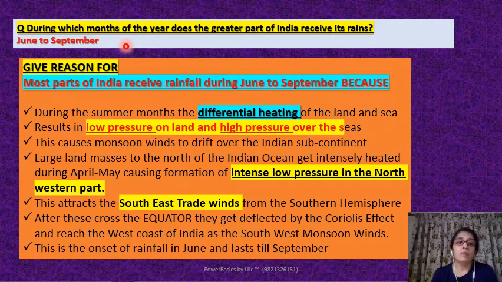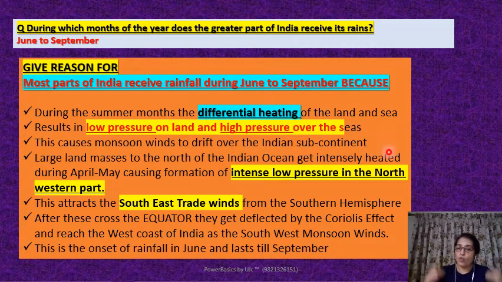Well, because during the summer months, the differential heating of land and sea takes place. It results in low pressure on land. We just learned that because the land gets heated up faster, the air above the land gets heated up due to insolation and rises up. And there is high pressure over the seas. This causes monsoon winds to drift over the Indian subcontinent.